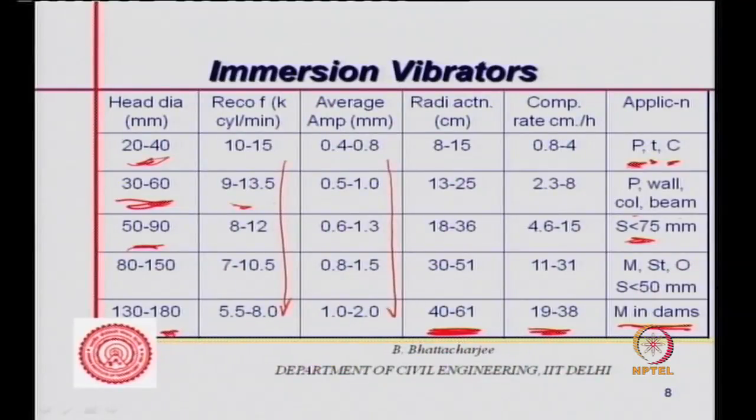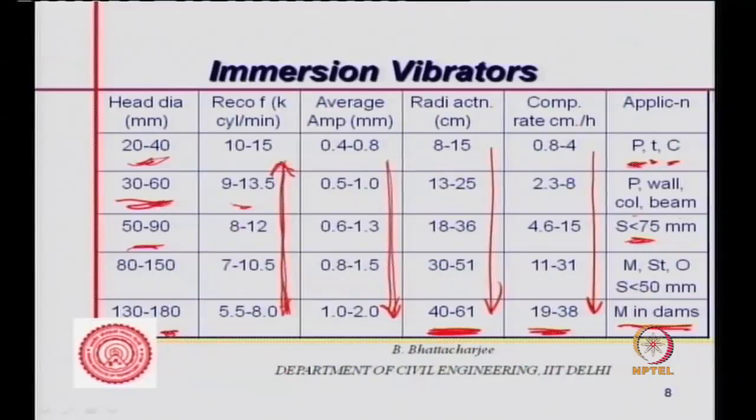And average amplitude increases along this direction. This becomes lower, this increases along this direction, this increases along this direction. Radius of action increases along this direction, and compaction rate also increases along this direction. So 80 to 150, you will be using actually for mass concrete. Slump less than 50 mm, and this could be, basically, relatively drier concrete that one may use. So that's how one chooses the needle vibrator.